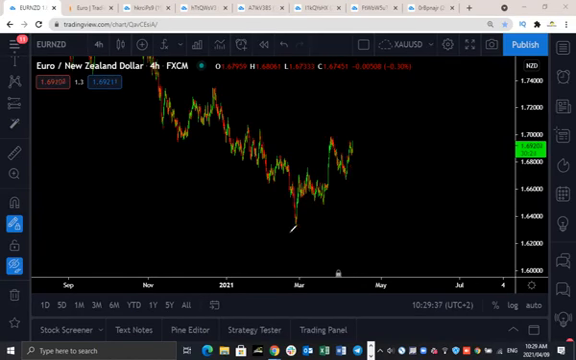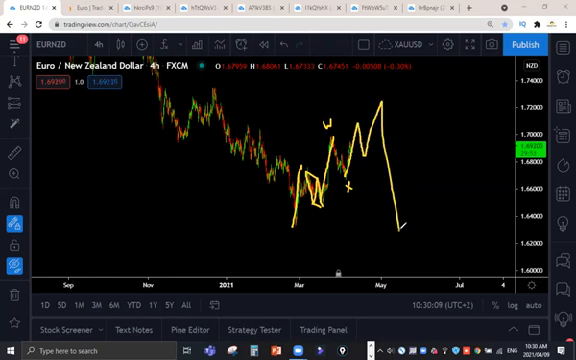Okay, so now what we're going to be doing here is to track this corrective structure. What could it play out as? We have got the 3 waves. This is the 3-wave structure here. We've got an A, B, C corrective structure. There's a possibility that this is a W, this is an X, and we're going to get another A, B, C before we drop. And that will be a WXY structure.